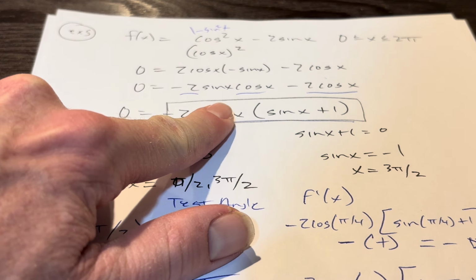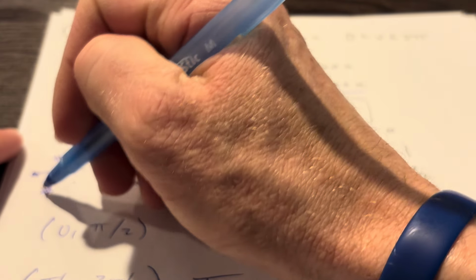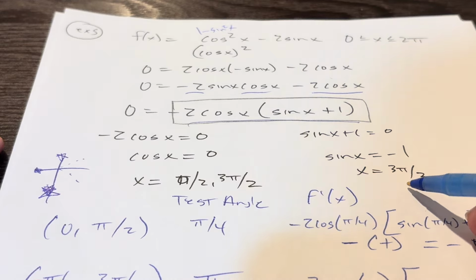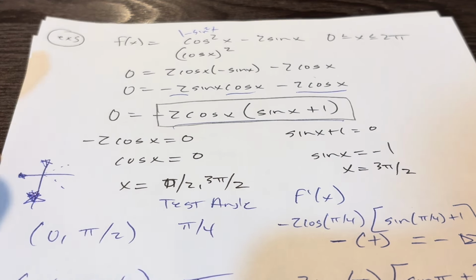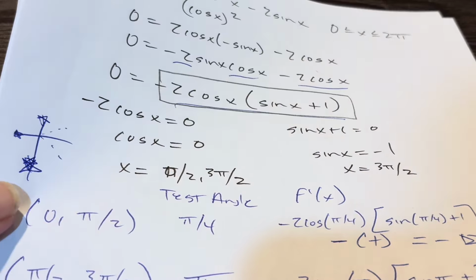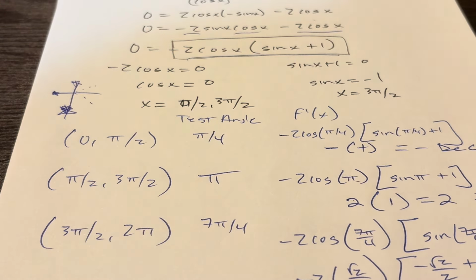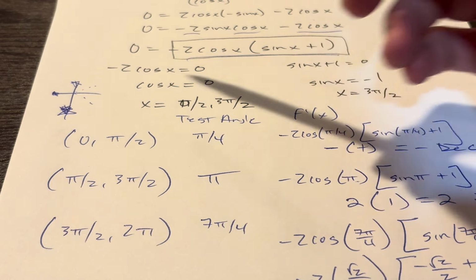Cover up method here. Sine x plus 1 is equal to 0. Sine x is a negative 1. Where in the unit circle is sine x negative 1? Right here. So again, starting point is 0, ending point at 2 pi, so no negative infinity to infinity. I'm going from 0 to my first critical number, pi over 2, to my second one, which I see twice, 3 pi over 2, then 3 pi over 2 to 2 pi.